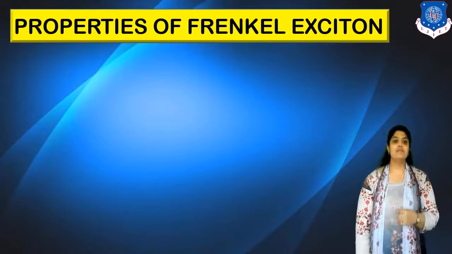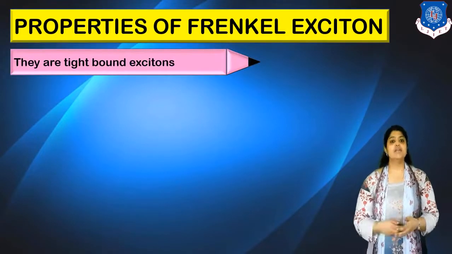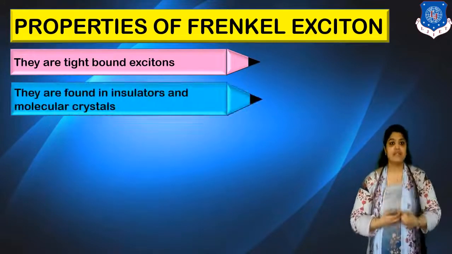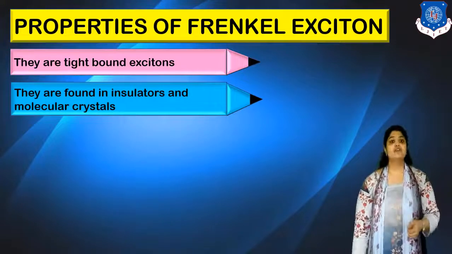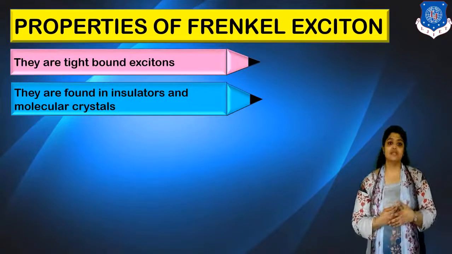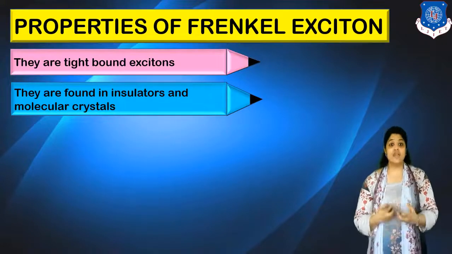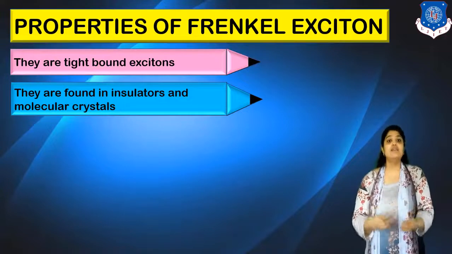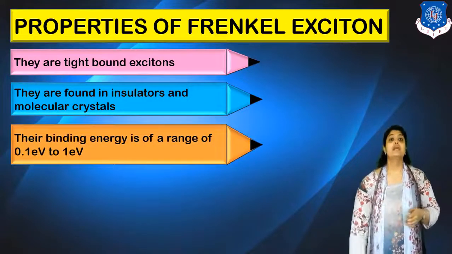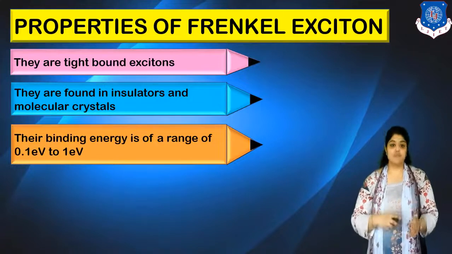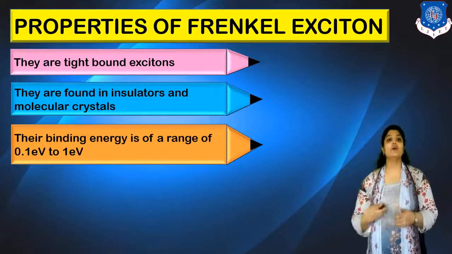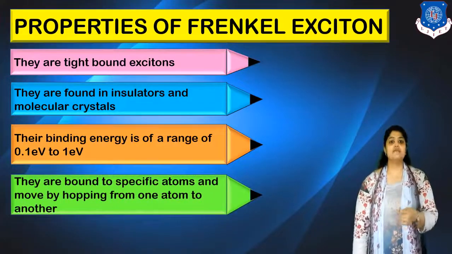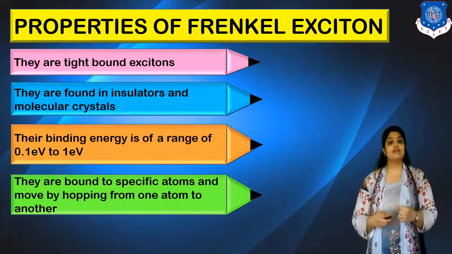Let us discuss some properties of Frenkel exciton. Starting with the first one, they are tightly bound electrons because there is very less space between them. Then, they are found in insulators and molecular crystals. Why? Because the strength is very, very high, the ion will not let the electron free, and that is the reason in insulators we do not have conduction. Then, the binding energy is very large. It is in the range of 0.1 to 1 electron volt, and that is the reason the electron can't be easily set free.